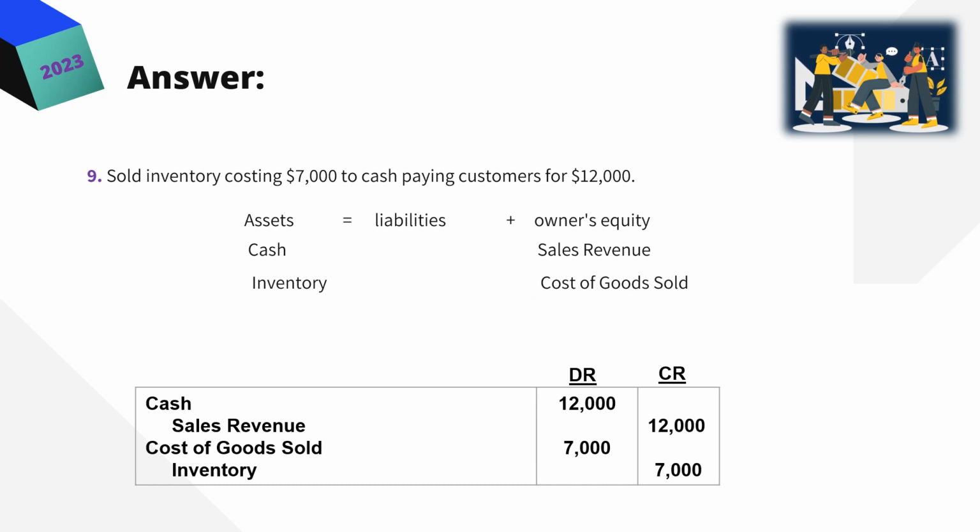So the journal entry is simply debit cash for $12,000 instead of accounts receivable. We've sold it for cash. And credit sales revenues for that amount, which was the sales price of $12,000. Credit inventory for $7,000 to show that it's going out. And that represents a cost of doing business, an expense, cost of goods sold, which is debited as it's increased.